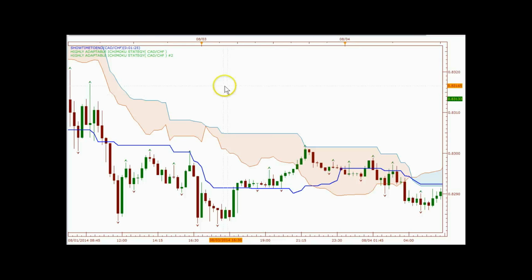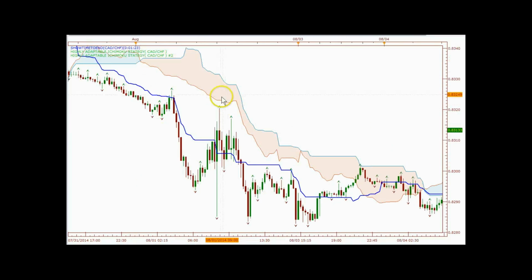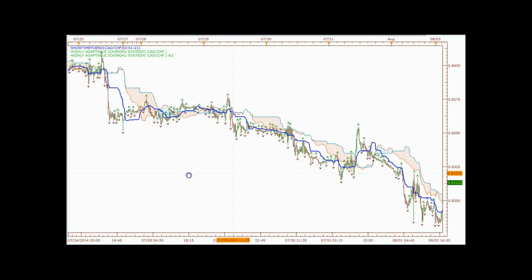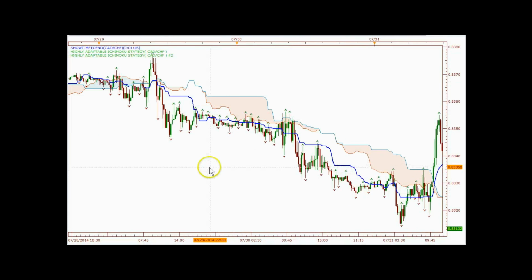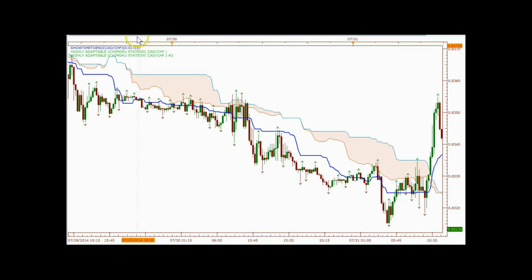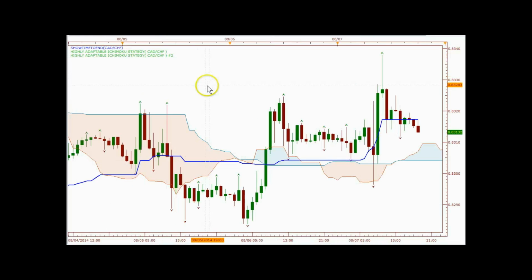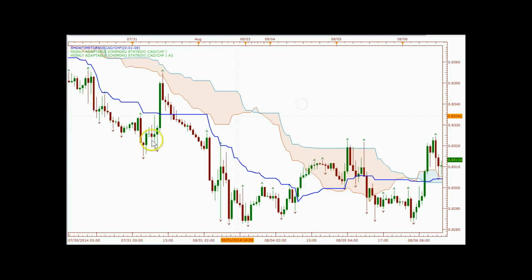Okay, but I need to see a bigger picture. And when I move out, I still don't get what I want to see. This is because I don't look at this time frame. So now we moved out to the hourly time frame.